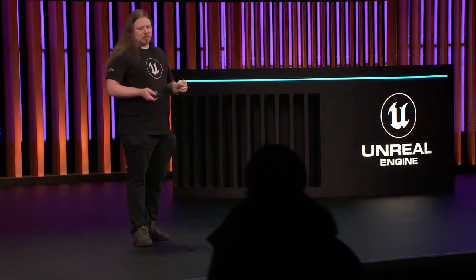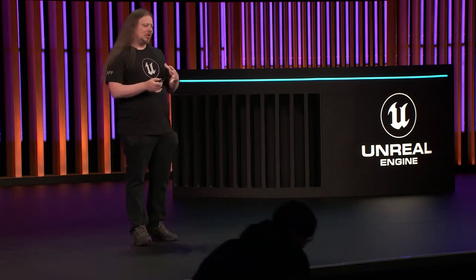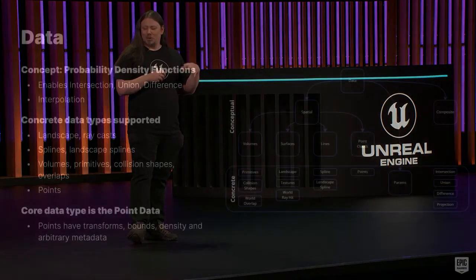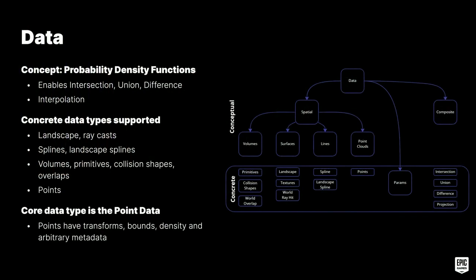So let's dive in a bit more on the data side of things. Conceptually, in PCG, data is a probability density function. That means you're going to expect density values between 0 and 1. So let's take one example, the landscape here. If you're on the landscape, density is 1. If you're outside of the landscape, density is 0. Take another surface example. If it's a texture, density can be driven by the pixel color, for example. So you can have values in between 0 and 1. That mathematical approach enables you to do intersections, unions, differences, interpolation, and be very precise on exactly what you want to do.